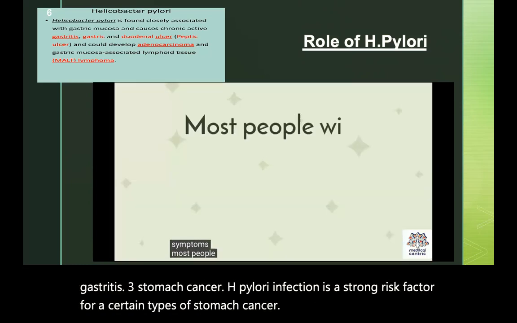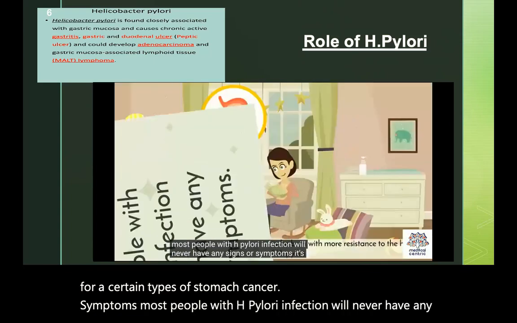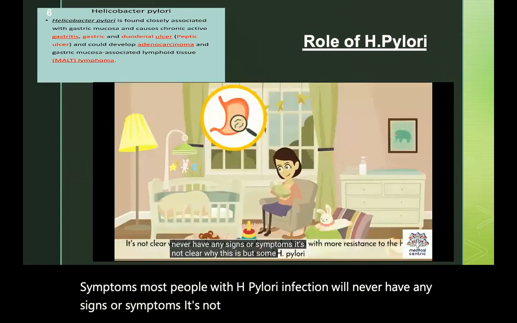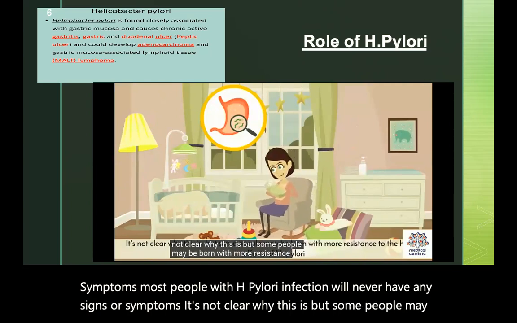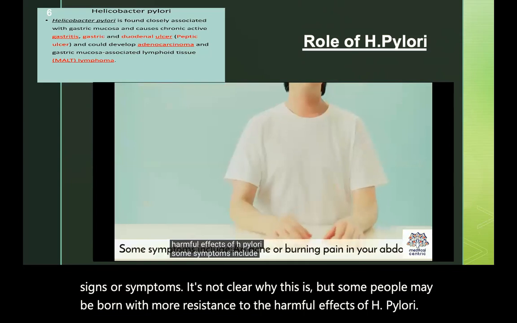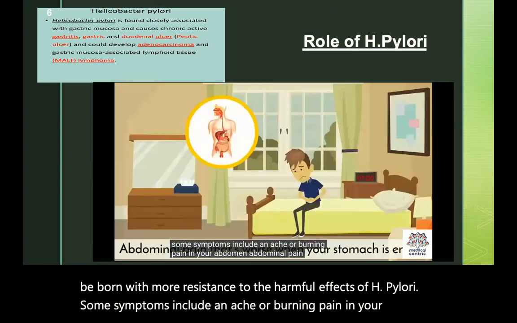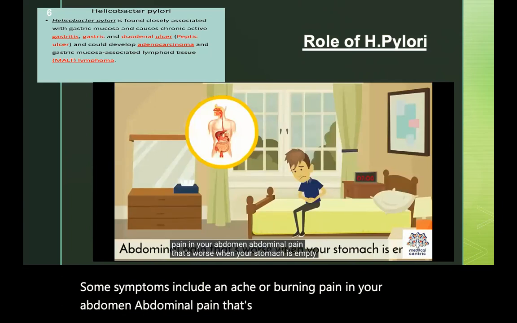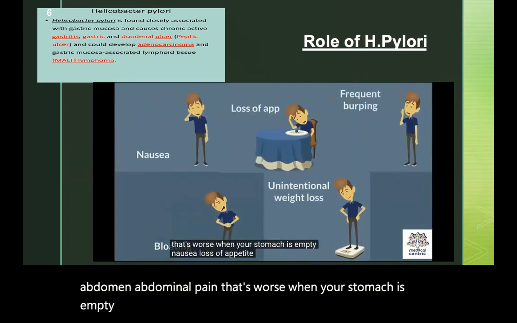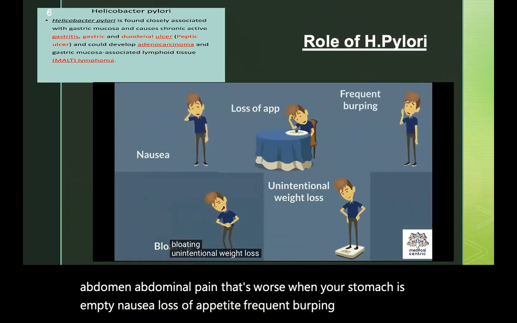Symptoms. Most people with H. pylori infection will never have any signs or symptoms. It's not clear why this is, but some people may be born with more resistance to the harmful effects of H. pylori. Some symptoms include an ache or burning pain in your abdomen, abdominal pain that's worse when your stomach is empty, nausea, loss of appetite, frequent burping, bloating, unintentional weight loss.